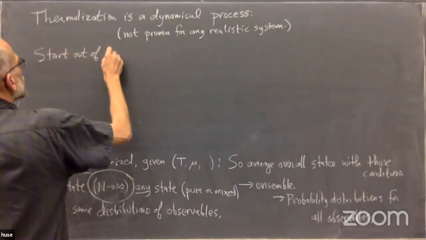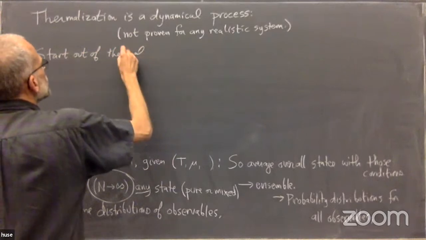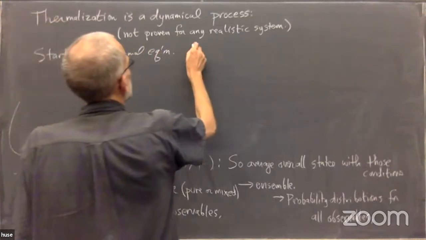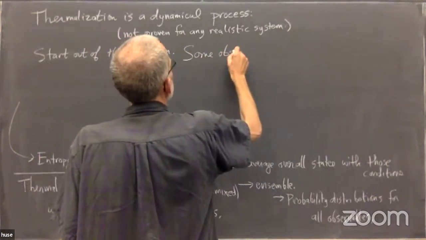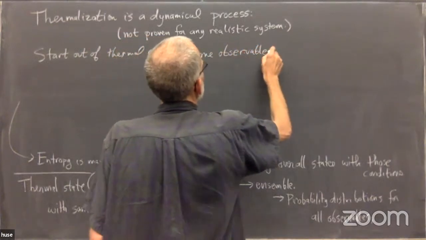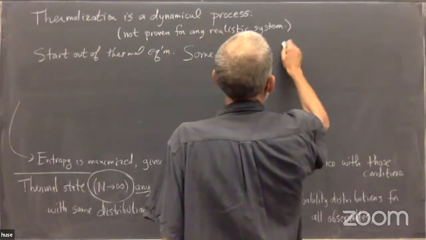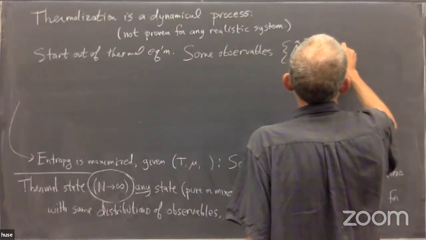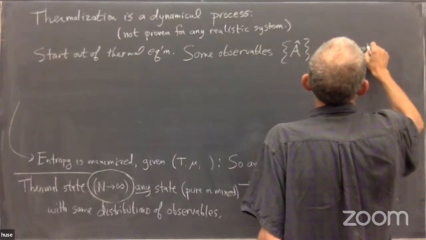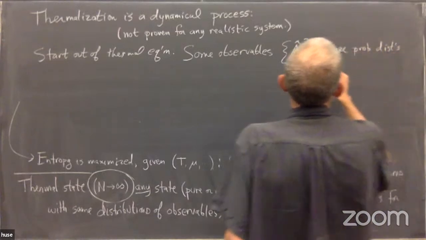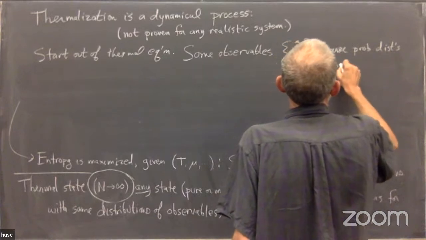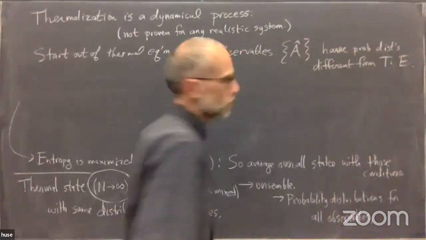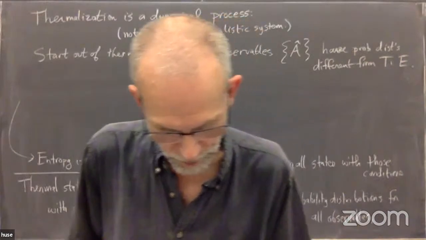So we start out of thermal equilibrium. And what does that mean? It means some observables, let's call them A, for some operators, which are observables, have probability distributions different from thermal equilibrium. TE is thermal equilibrium, right? That's what we mean by being out of equilibrium.